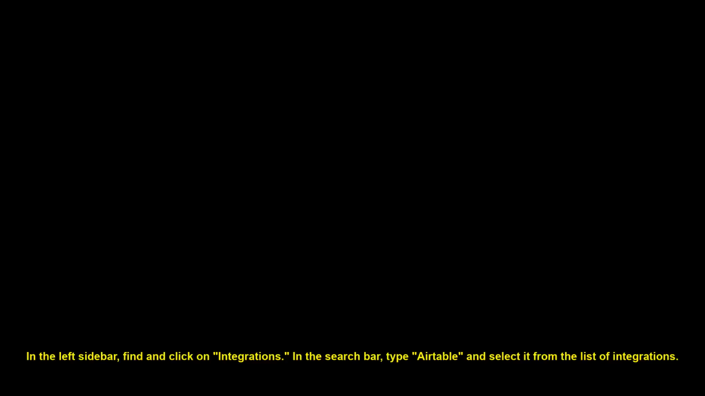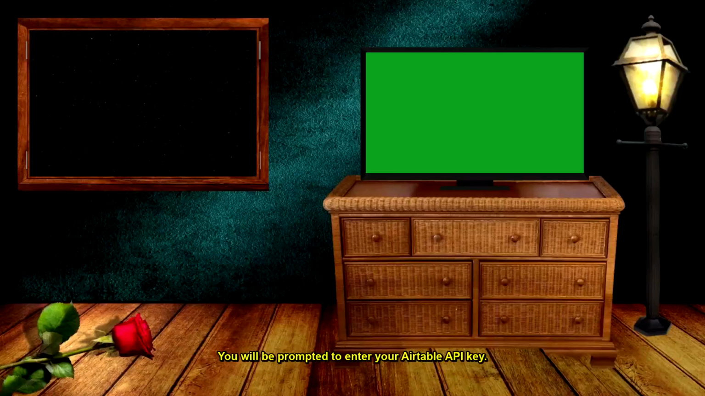In the search bar, type Airtable and select it from the list of integrations. Click on the Authenticate button to connect your Airtable account. You will be prompted to enter your Airtable API key. To find your API key, navigate to the Airtable account settings. Once you locate your API key, copy it and paste it back into the Jotform authentication prompt.